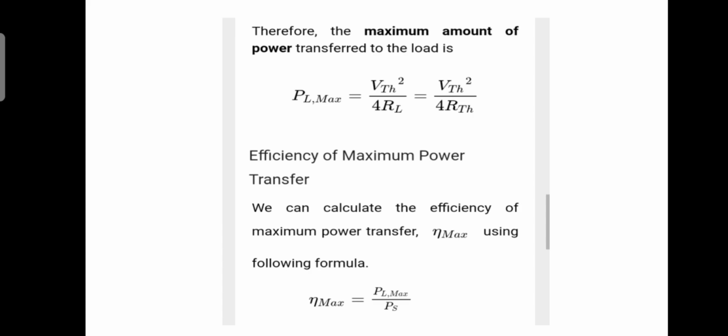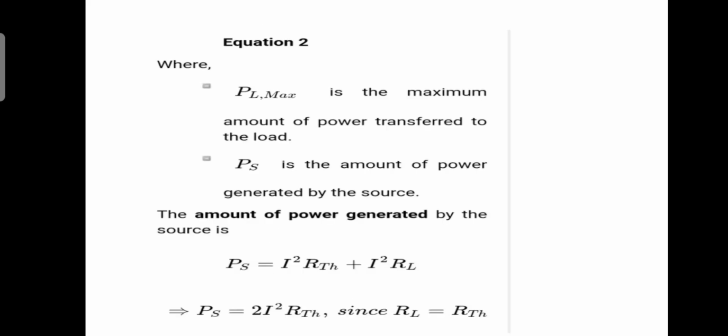Efficiency of maximum power transfer. We can calculate the efficiency of maximum power transfer, N maximum, using the following formula. N maximum equal to PL max by PS, where PL max is the maximum amount of power transferred to the load, and PS is the amount of power generated by the source. The amount of power generated by the source is PS equal to I square Rth plus I square RL. PS equal to 2I square Rth since RL equal to Rth.